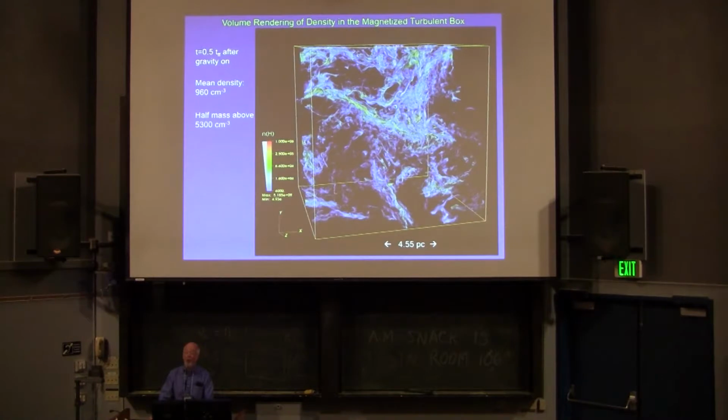So here is a volume rendering of the situation a half a free fall time after gravity is turned on. And you can see that it's very turbulent. There is sort of an overall large filamentary structure here that you can see, and there are some other filamentary structures going here, and then you can see some other filament. So just as Eve mentioned yesterday, you do get a lot of filamentary structures when you are doing these supersonic simulations. And because of the compression associated with the supersonic motions, although the mean density, as I said, is about 1,000, half of the mass of the gas is at a density more than 5,000, so it's substantially compressed.